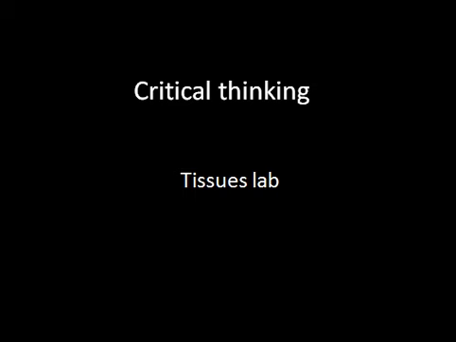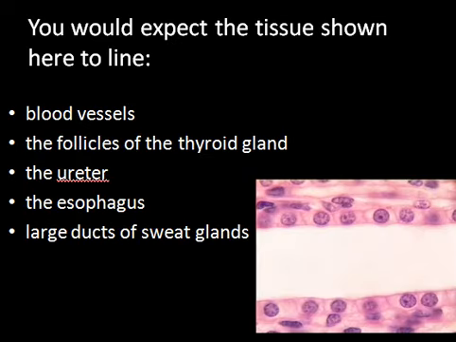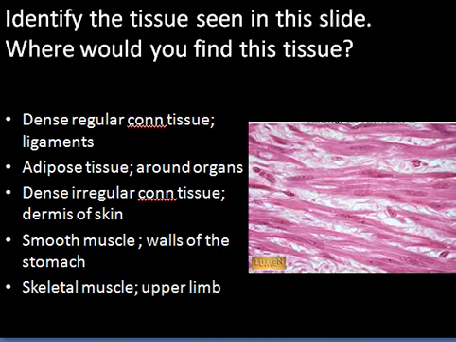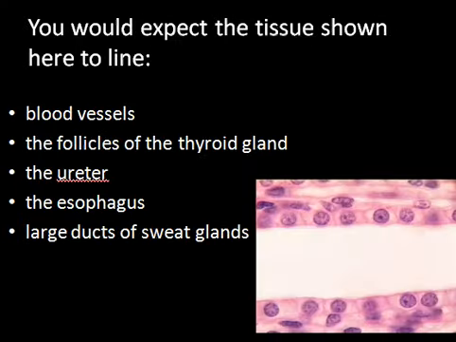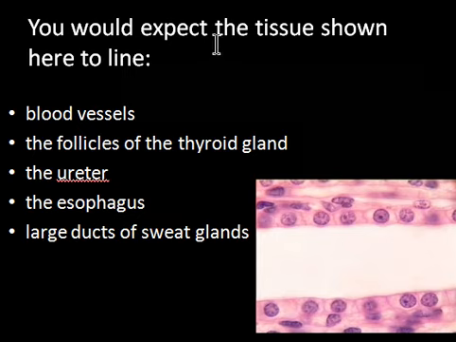This is the Tissues Lab, Critical Thinking, and I'm going to go over some images and some of the tissues and tell you how you should read the question and come to a logical choice amongst all the possible choices given. So here's the second one, and here is the third question, and let us go back to the first one, where it says you would expect the tissue shown here to line.